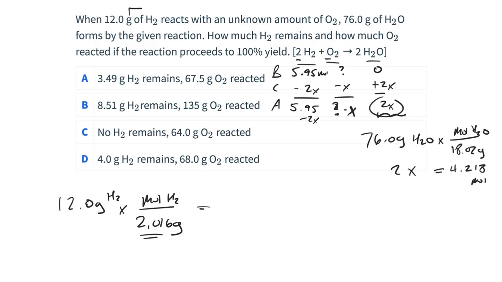That's what 2x is equal to. 2x is equal to that number of moles. That's how many moles I have of water after the reaction completes. So I can solve for x. So how much oxygen reacted? X. X is the amount of oxygen that was lost. So that's the amount of oxygen that reacted. So the amount of oxygen that reacts here, 2.109 moles.